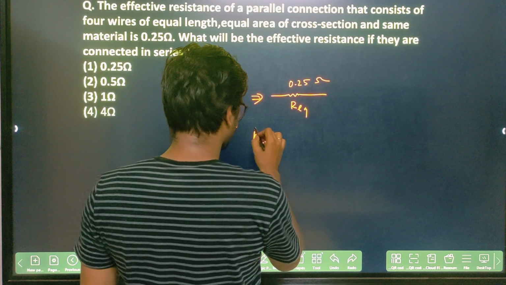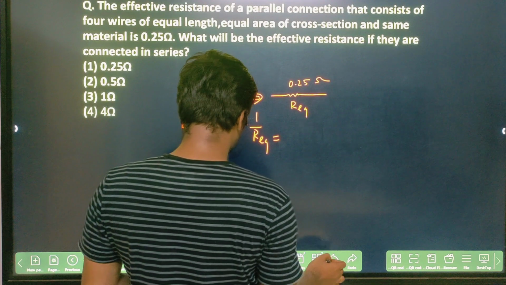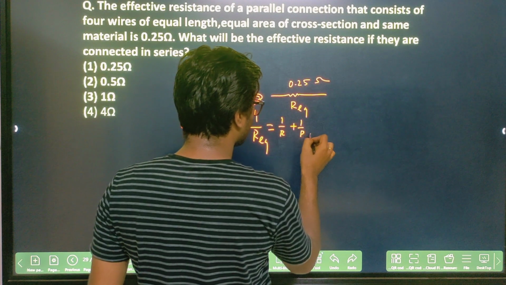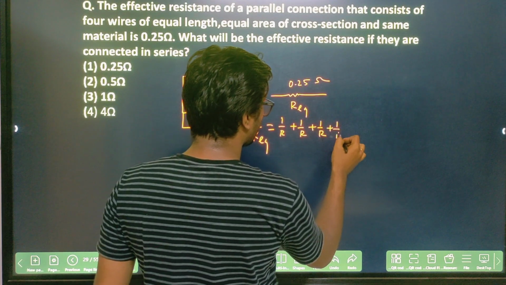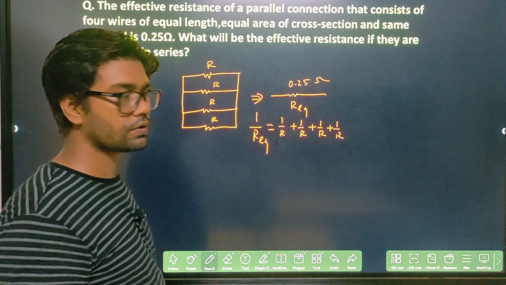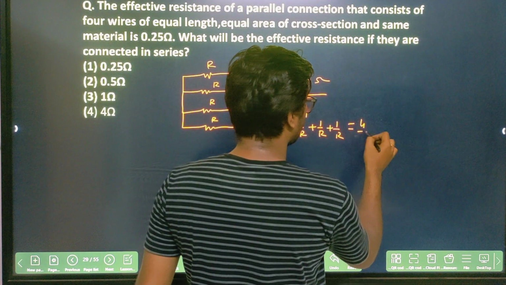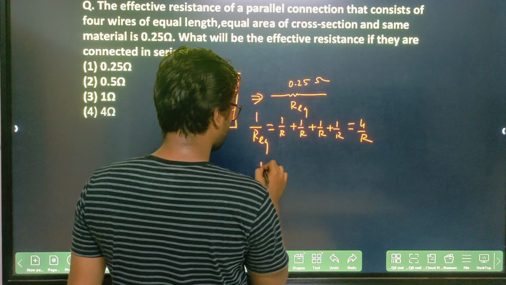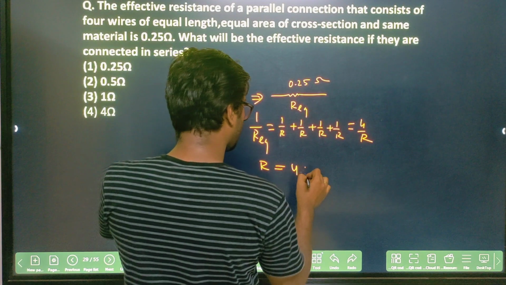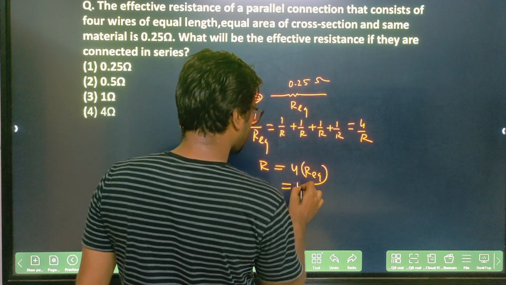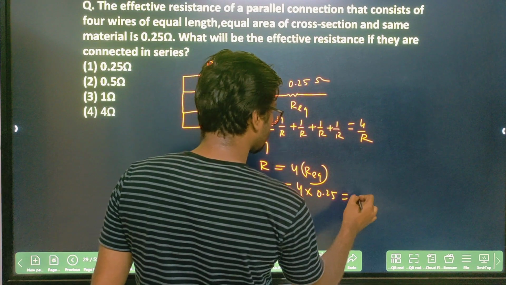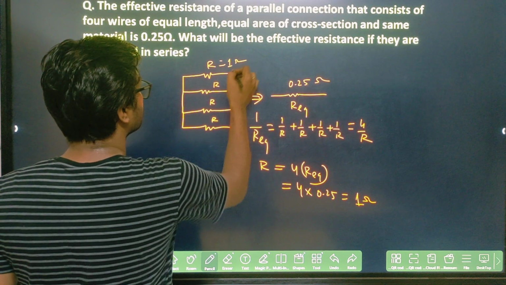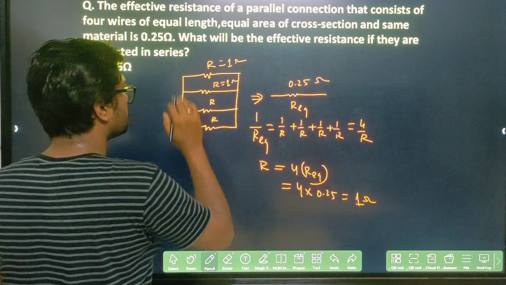1 by R equivalent is equal to 1 by R1 plus 1 by R2 plus 1 by R3 plus 1 by R4. Here each resistance is the same, so this will be 4 by R. So R is equal to 4 into R equivalent, and R equivalent is 0.25, so it will come as 1 ohm. Each resistance will be 1 ohm: this is 1 ohm, this is 1 ohm, this is 1 ohm, this is 1 ohm.